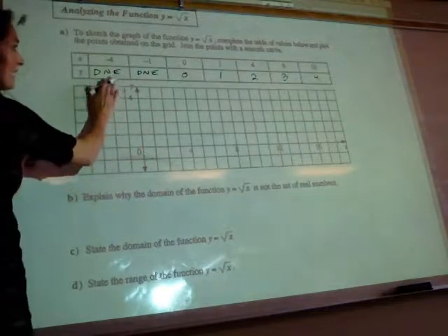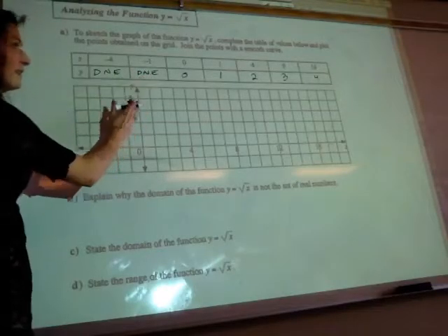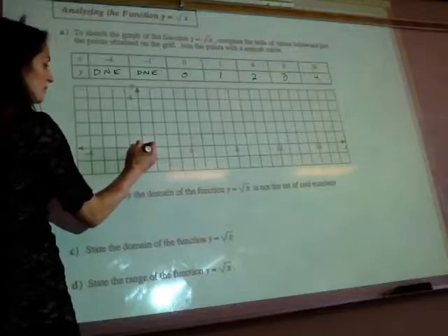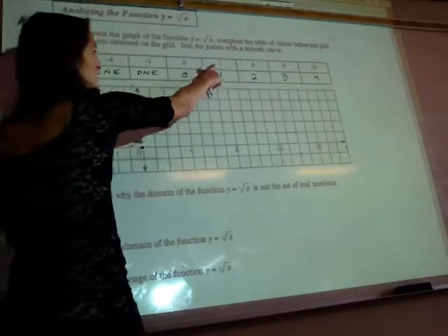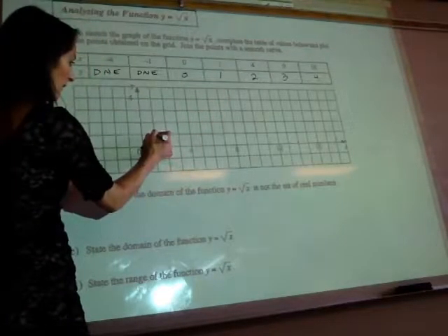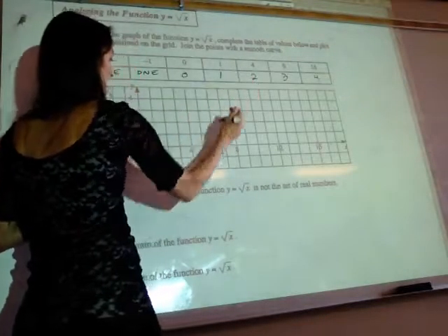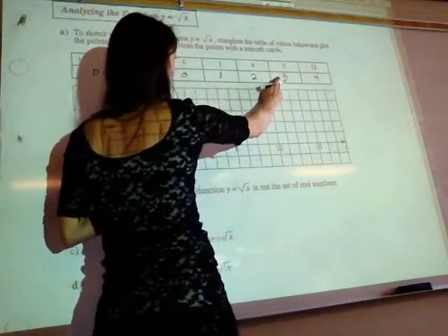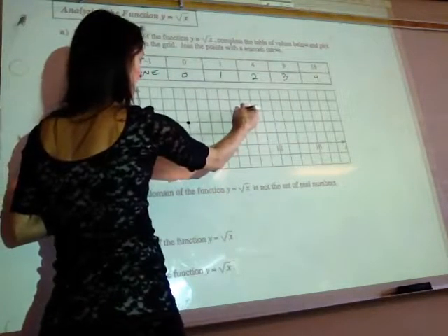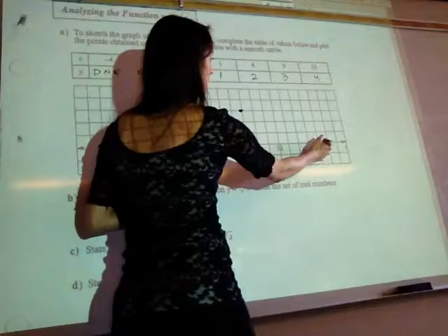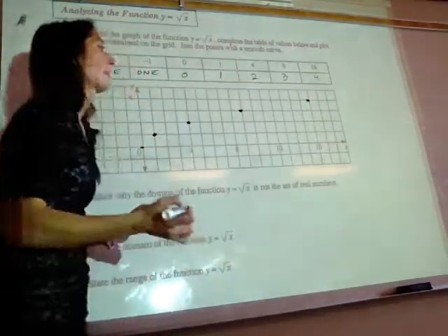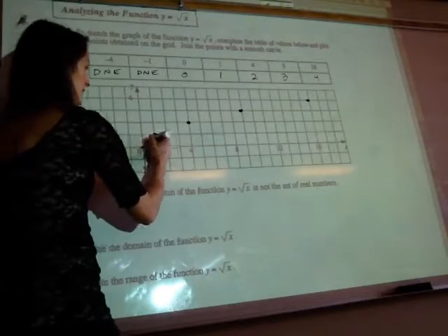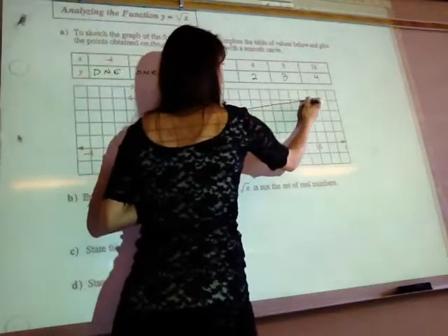At x equals -4 and -1, nothing happens there. But when x is 0, y is 0, so let's put a point here. When x is 1, y is 1. When x is 4, y is 2. When x is 9, y is 3. And when x is 16, y is 4. So just by taking a few ordered pairs, we've come up with the base radical function, the square root of x.